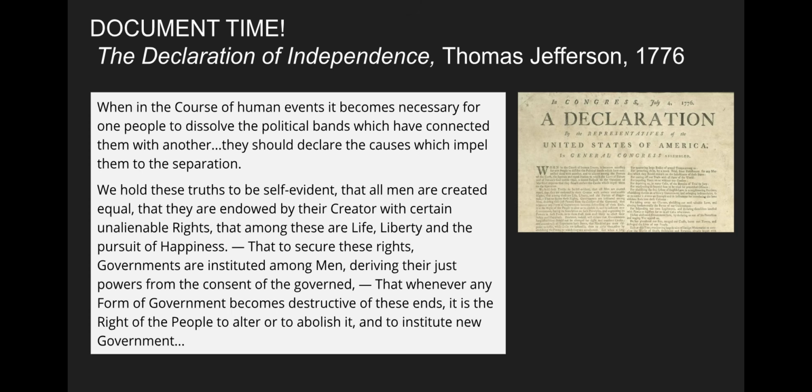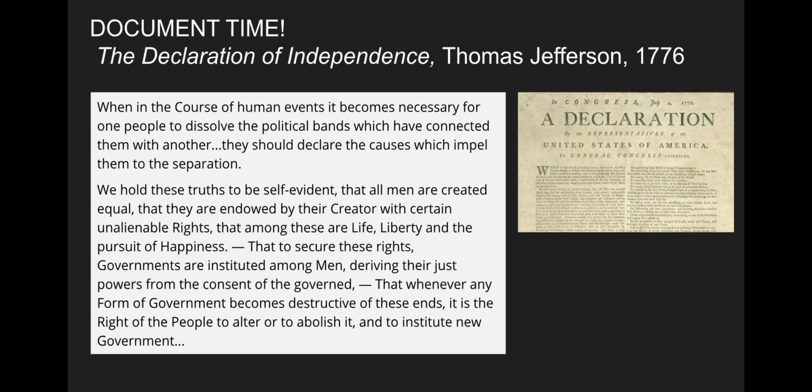Here's the line. "We hold these truths to be self-evident, that all men are created equal, that they are endowed by their Creator with certain unalienable rights, that among these are life, liberty, and the pursuit of happiness, that to secure these rights, governments are instituted among men, deriving their just powers from the consent, the permission of the governed, that whenever any form of government becomes destructive of these ends, it is the right of the people to alter or abolish it and institute new government."